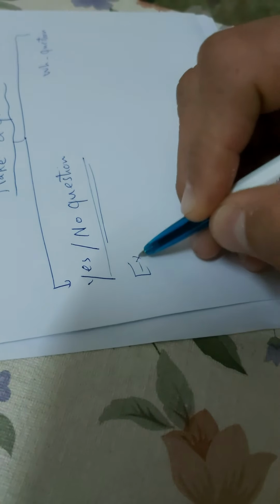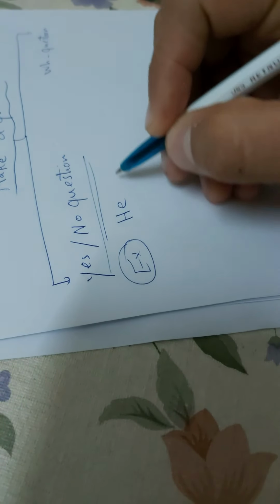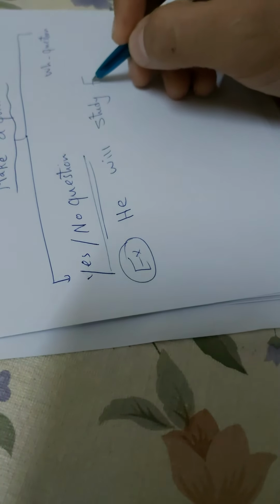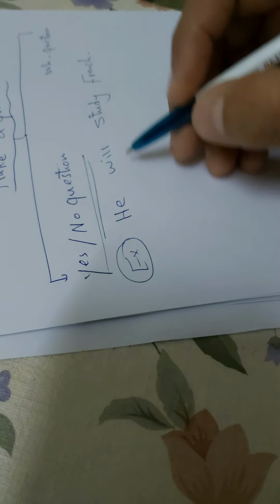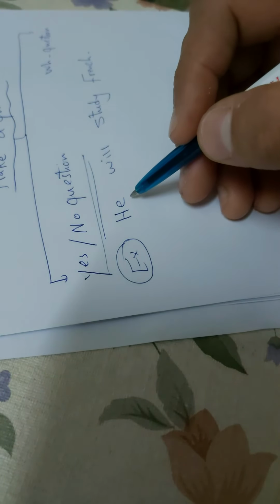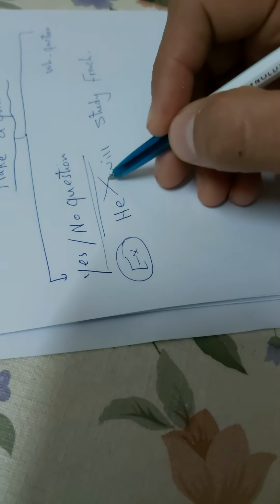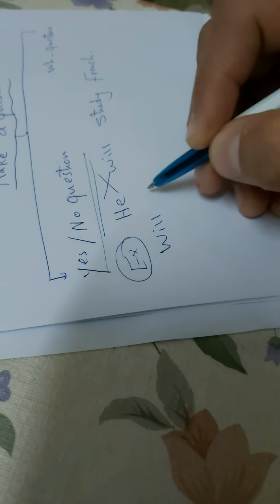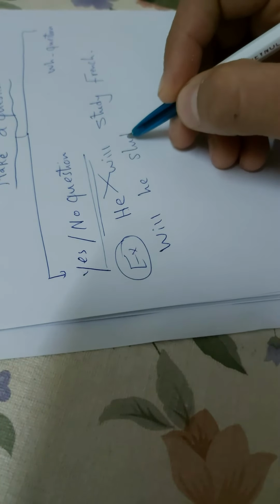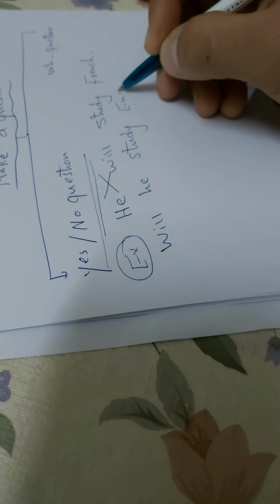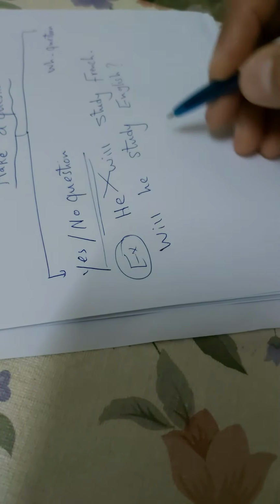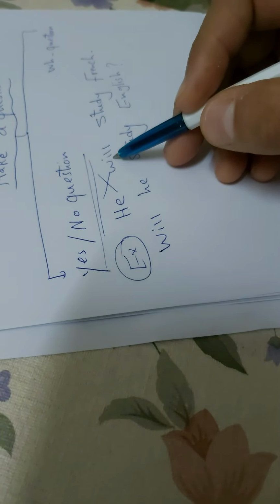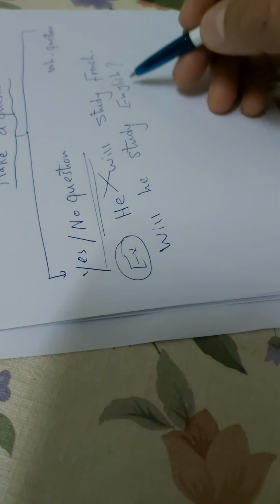For example, he will study French. When you want to make yes, no question here, replace he with will and will with he. So we will say, will he study English? Okay? Will he study English?